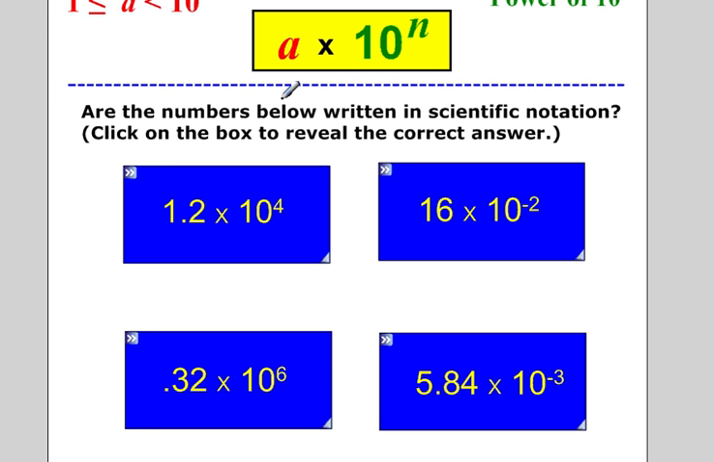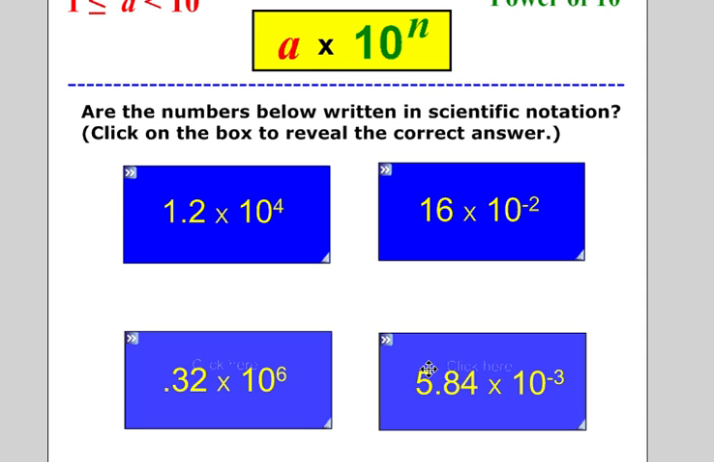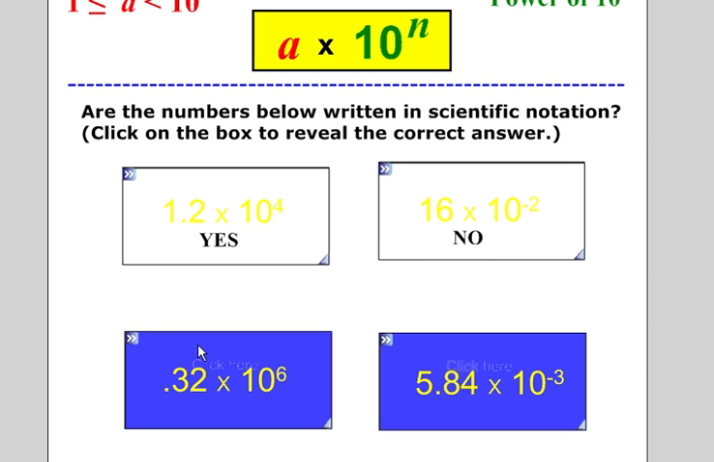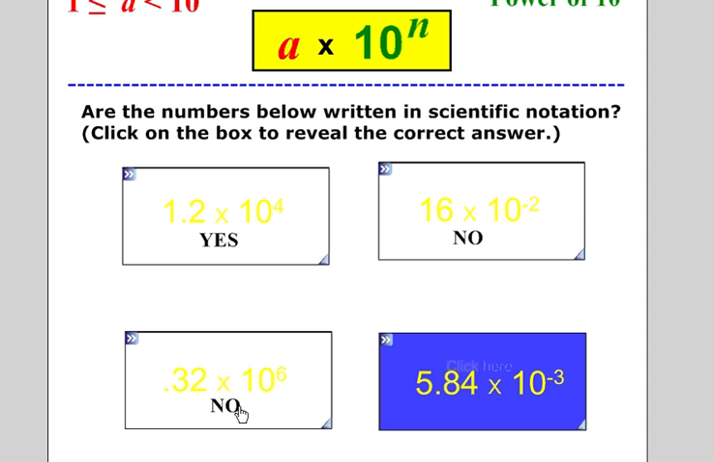Here is a test to see if we understand what numbers are okay to be in the front. So let's look at these. Some of these are correctly written and some are not. Look at this first number. Is this between 1 and 10? Yes, this is correctly written. What about this first number? Is 16 between 1 and 10? No, it's not. What about this first number? Is this between 1 and 10? Nope. So that's incorrect. What about this number? Is this between 1 and 10? Yes, it is.